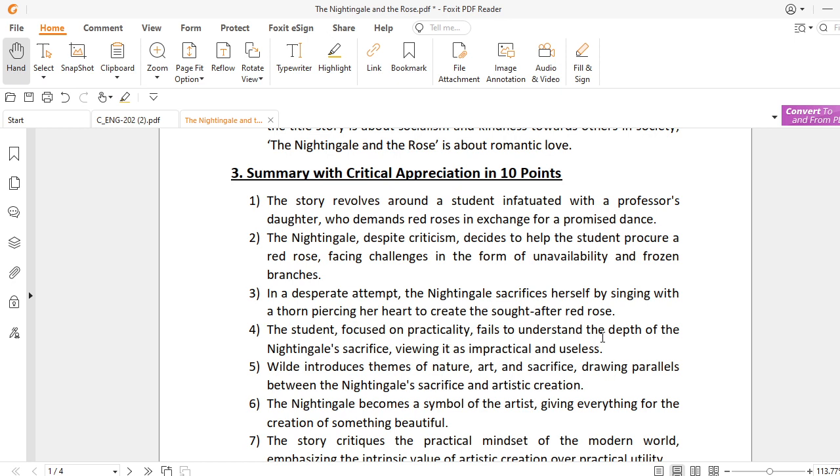You see that first of all we talk about the narrator or the point of view. As I have already told you, the point of view in the story is a first person narrator, because when the story starts, the boy, who is the narrator of the story, says that the girl, his beloved, says to him that she would dance with him if he brought her the red rose.